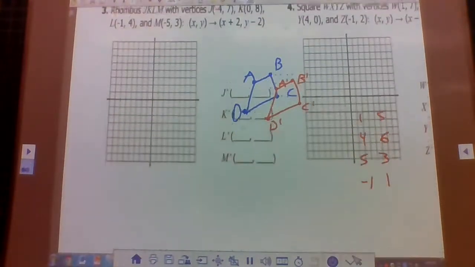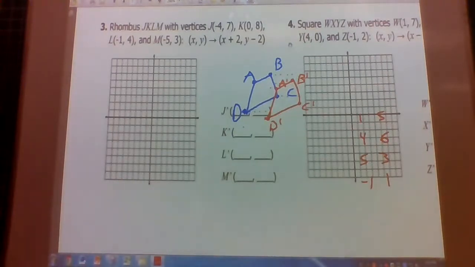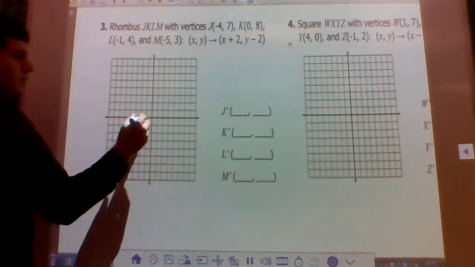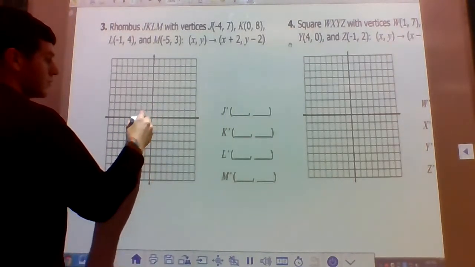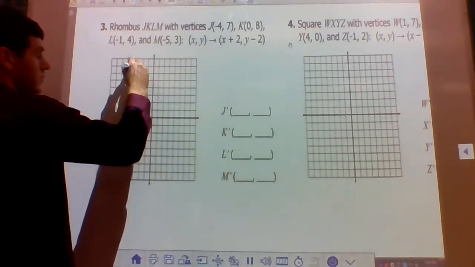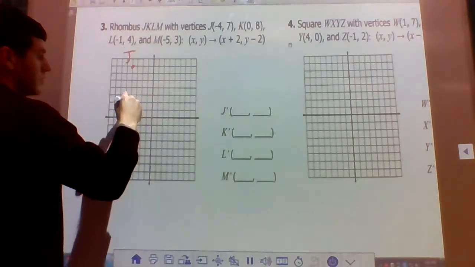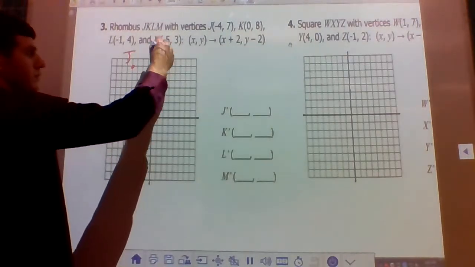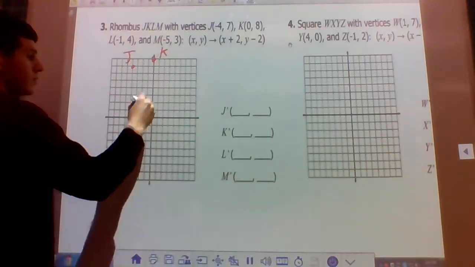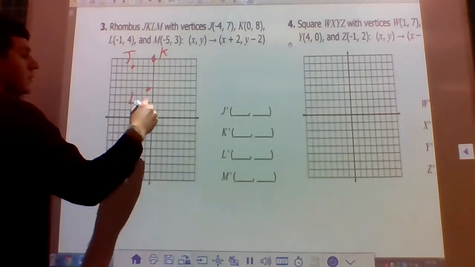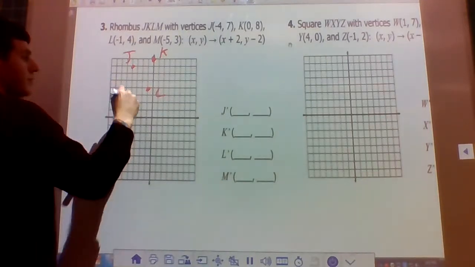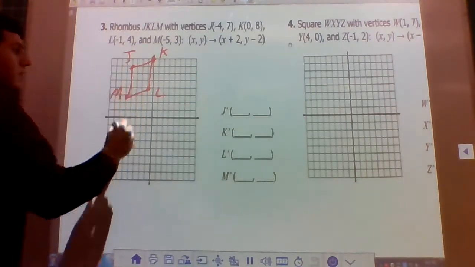Let's look here. We have a rhombus, JKLM. J is (-4, 7). K is (0, 8). L is (-1, 4). M is (-5, 3). Okay, a rhombus.